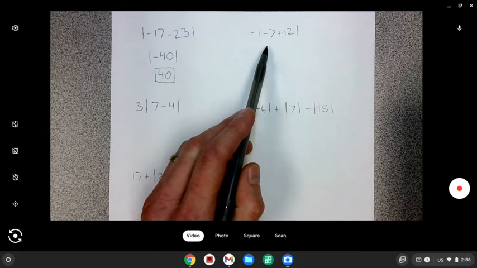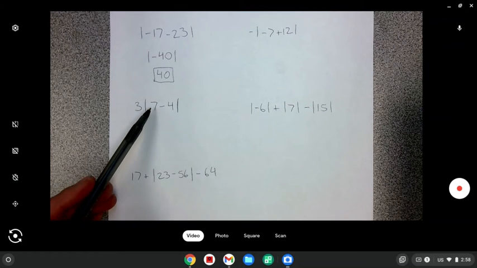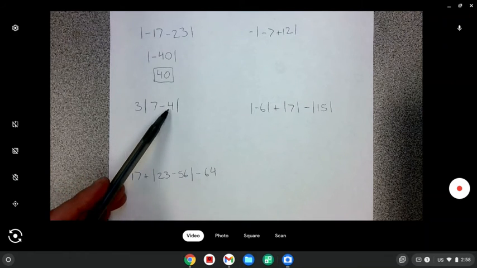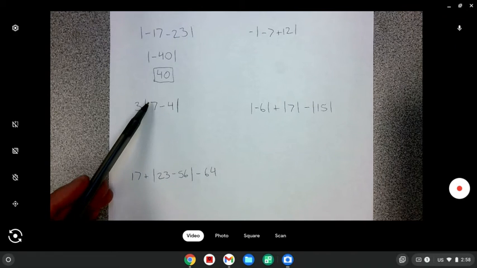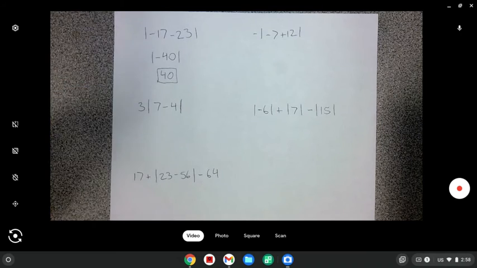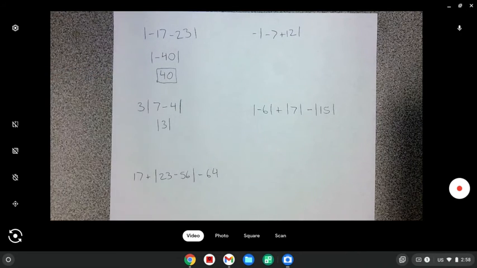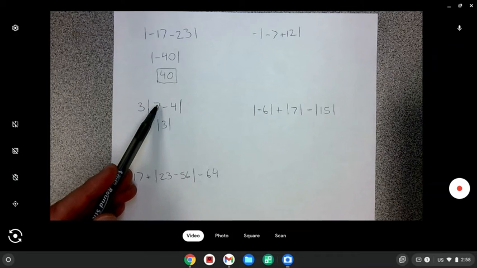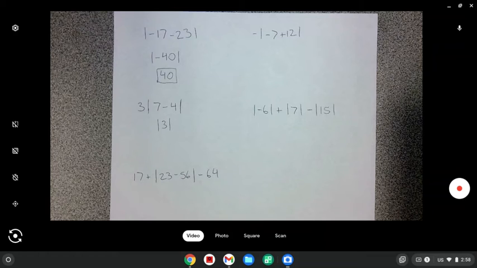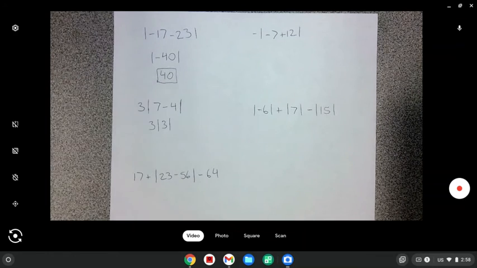Before I do the other one from the Google form, I want to look at this one right here. And again, we've got an absolute value with more than one thing inside the absolute value bars. So I'm going to do this grouping first. Let's see, 7 minus 4 is 3. The absolute value bars are still there, remember. All I've done is simplify what's inside of those absolute value bars, kind of like parentheses. And this 3 is still on the outside.